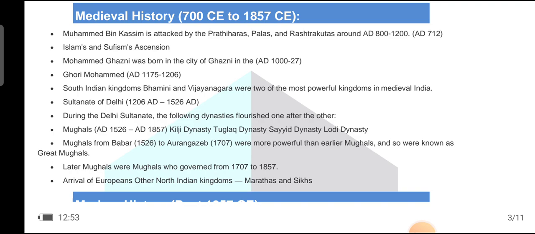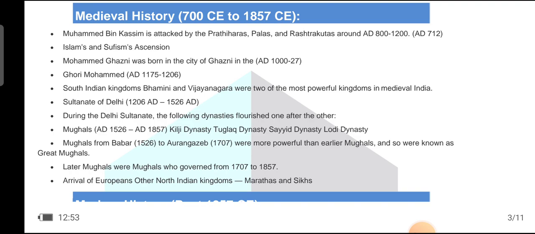The next point is the rise of Islam and Sufism. Next point is Mahmud of Ghazni, who was born in the city of Ghazni, AD 1000 to 1027. Next point is Muhammad Ghori, AD 1175 to 1206. Next point is South Indian kingdoms. Bahmani and Vijayanagara were two of the most powerful kingdoms in medieval India. Next point is the Sultanate of Delhi, 1206 AD to 1526 AD.